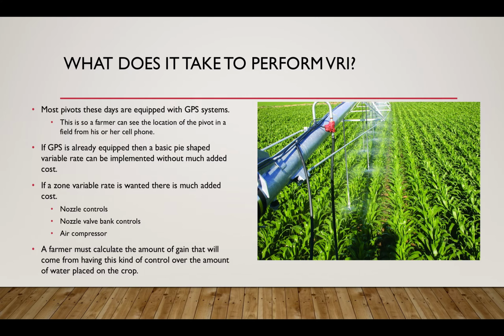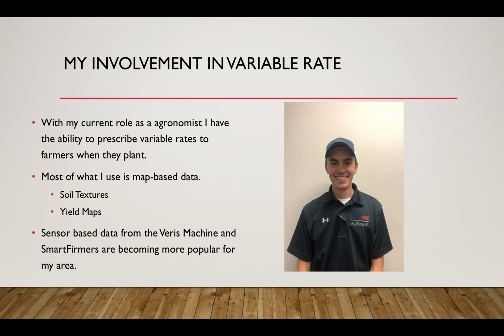So really, a farmer must just calculate what he's going to get out of it, what his rate of return is, and if it's going to be valuable for him. If a field's pretty uniform and it's leveled, and a lot of guys have leveled fields, you might not get much out of the variable rate. But if you have some hills and some valleys and some wet areas, you might get more out of this variable rate irrigation than those other guys would.